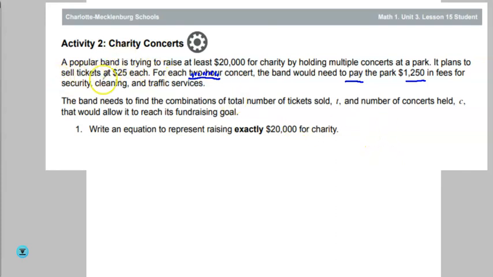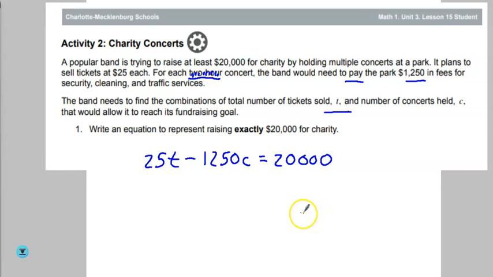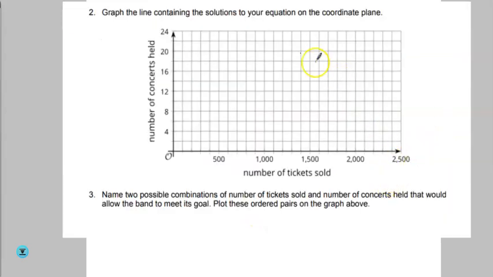So when they sell tickets, they're going to make $25 for every ticket they sell, and T is the tickets, right? But they're going to have to pay, so it's going to subtract $1,250 for every concert they have. And again, that's exactly, so we want that to equal $20,000. So that's the equation.